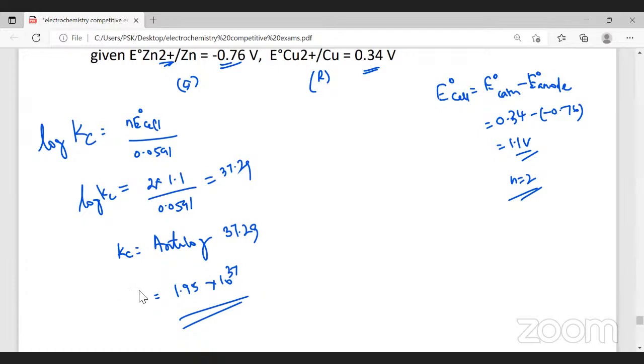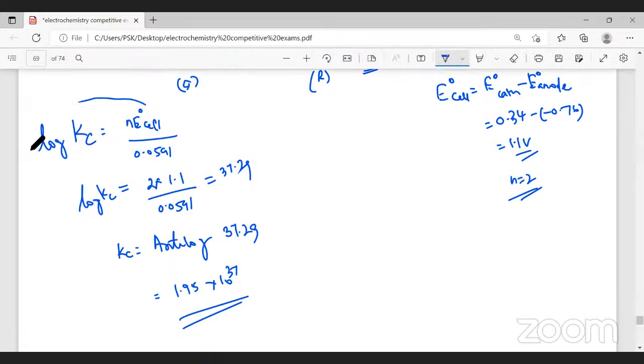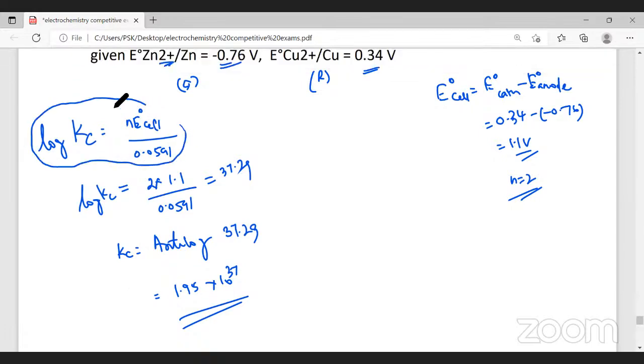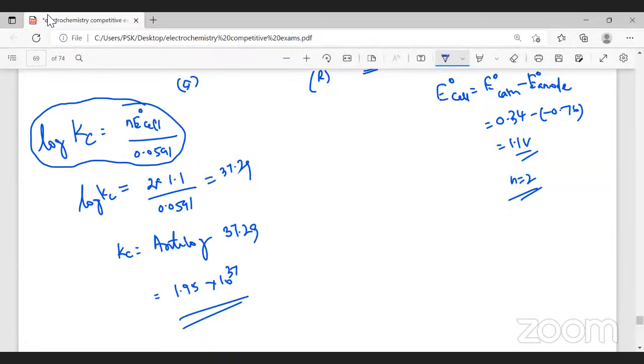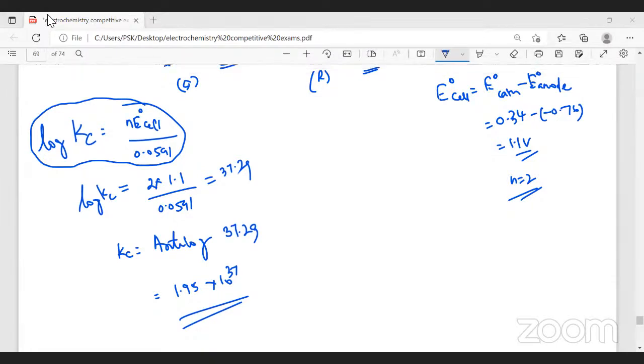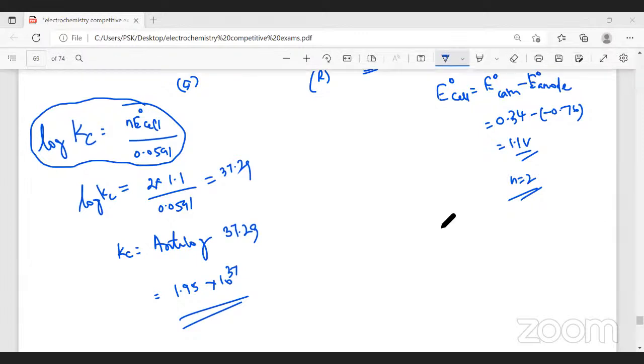Did you understand this relation? Equilibrium constant, how do you calculate this formula? Can you remember? Yes, sir. Yes. And Lakshmi and Ritika, others? Yes, sir. Okay. The next question.